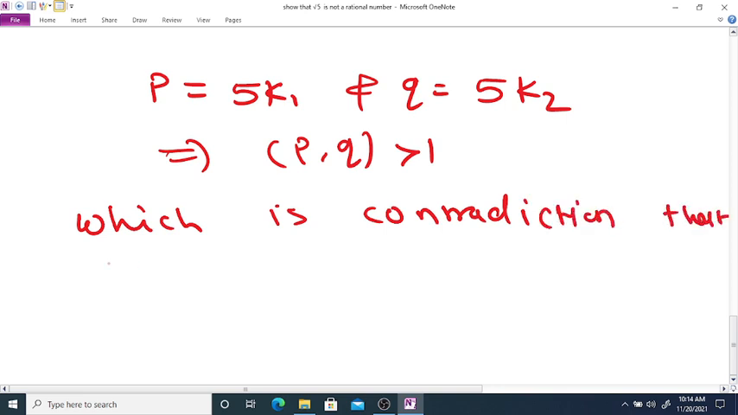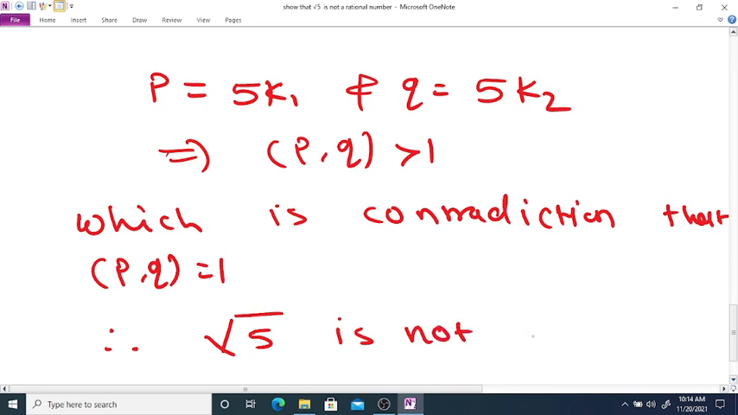This contradicts the assumption that the GCD of p and q is equal to 1, and therefore square root 5 is not a rational number. From this we can say that square root 5 is not a rational number.